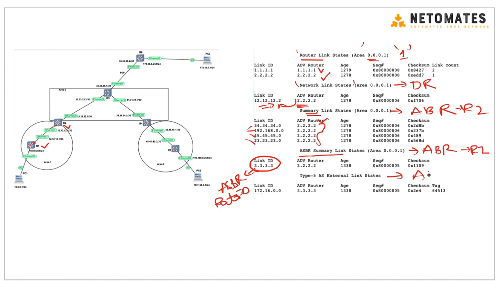Then type 5 LSA. This will be generated by the ASBR. So who is the ASBR in this topology? R3. R3 will generate this LSA and it will inform about the external routes. So in this, what is the external route? The route learned by BGP. In this case it is 172.16.0.0.